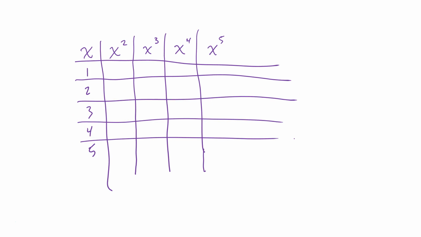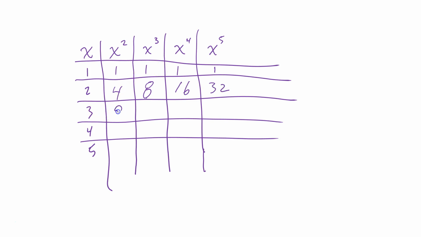So x squared, 1 times 1 is 1. 1 times 1 times 1 is 1. 1 times 1 times 1 times 1 is 1. In fact, 1 times itself doesn't matter how many times, it's always 1. Okay, well, let's try 2. 2 times 2 is 4. Times another 2 is 8. So that means 2 to the third is 8. Times another 2 is 16. So 2 to the fourth is 16. And times another 2 is 32.